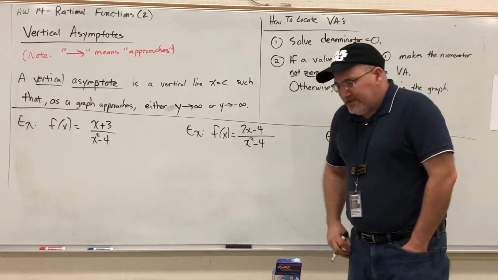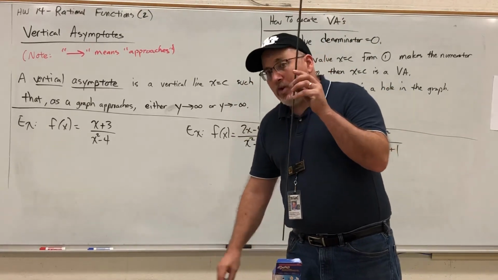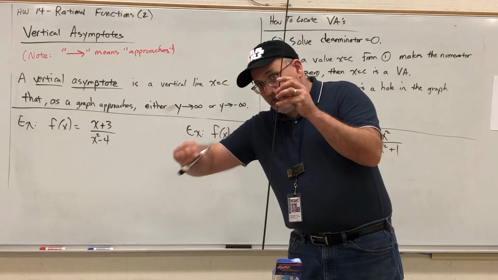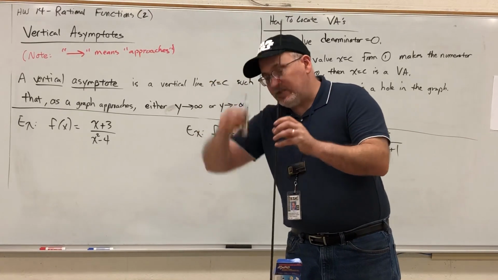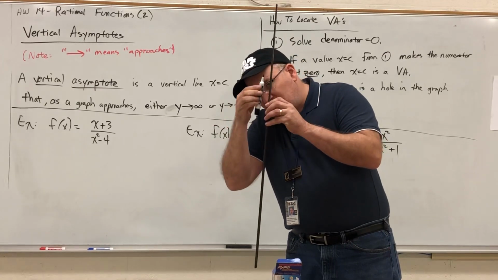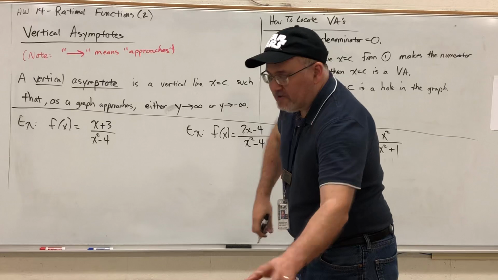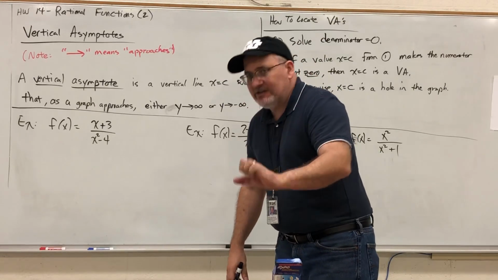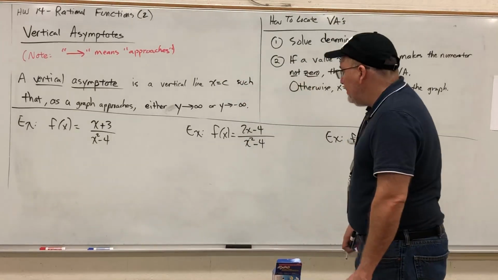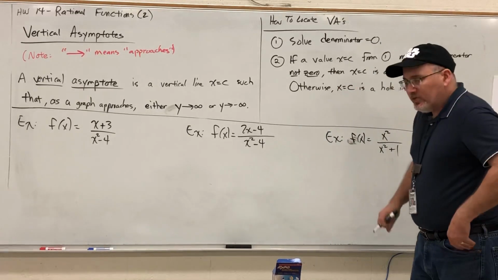This kind of makes sense because your vertical asymptote will occur where your function doesn't. So as you're getting closer to the vertical asymptote, the graph will get closer and closer and closer, but never actually touch it. Why? Because the function is undefined there. And where is a rational function undefined? Where its denominator is equal to 0.